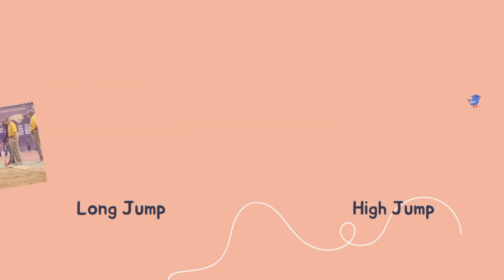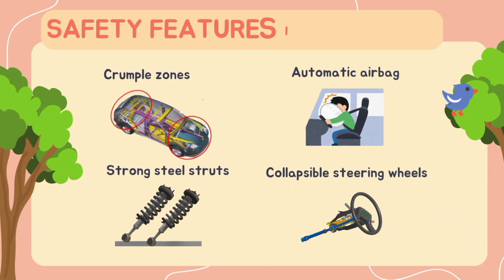Let's look at the safety features of the car, such as collapsible steering wheels, automatic airbags, sturdy steel struts, and crumple zones. If there is a collision, the crumple zones located in the trunk and hood collapse to extend the collision time and lessen the force on the vehicle.